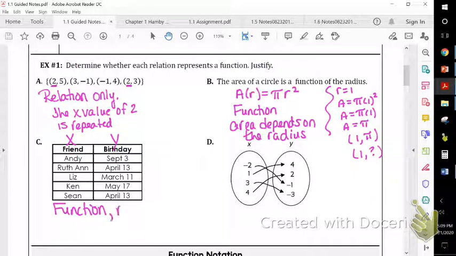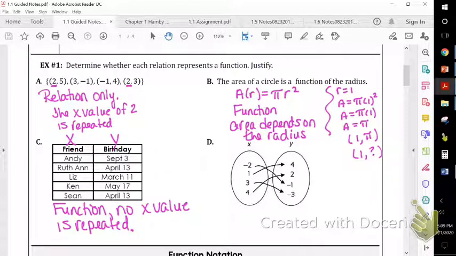And so no x value is repeated. And that should make sense. I mean, Andy can't have 2 birthdays, right? Andy can only be born on one day. So therefore, it can't be repeated.